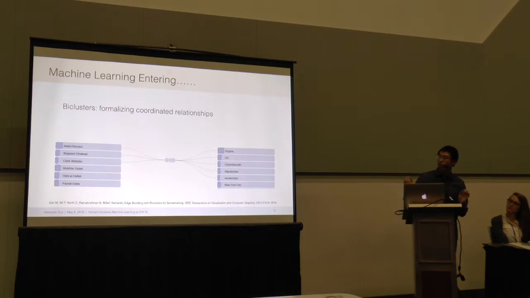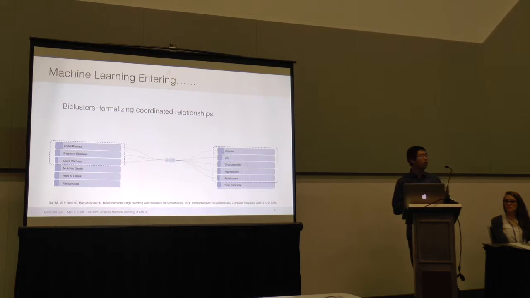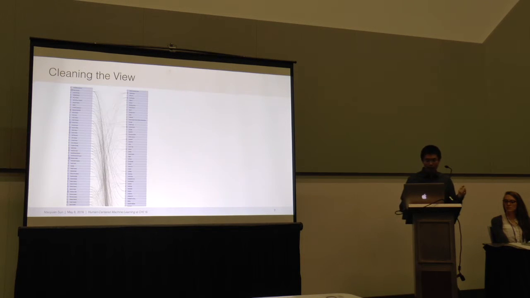Here's a very simple example: 3 people and 5 locations. That means all those 3 people traveled to the 5 locations together. So it basically reveals this kind of relationship to the user. Now, think about the previous view you saw like this.